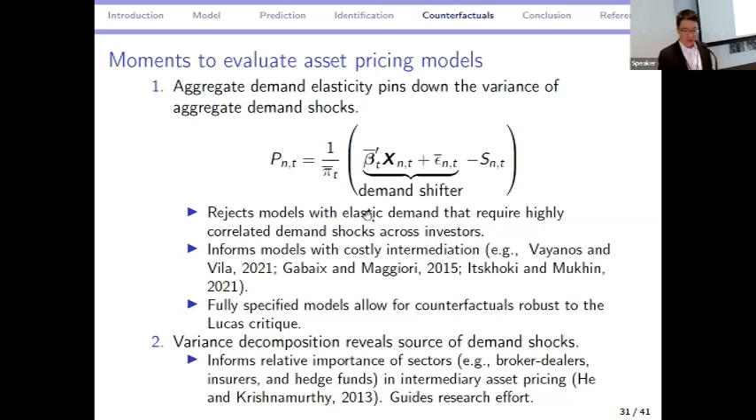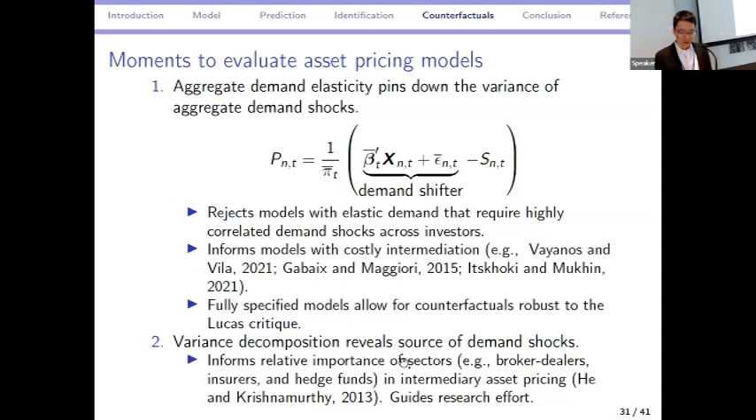The way neoclassical models would work is you have highly correlated demand and very elastic demand. But models with intermediation, like Vayanos-Vila, work with lots of inelastic investors, where price impact is much higher, and you have somewhat uncorrelated demand shifters. So the estimates of demand shifters and elasticities can be very useful for calibration and to guide these models, as we saw in the previous paper Ishita presented.